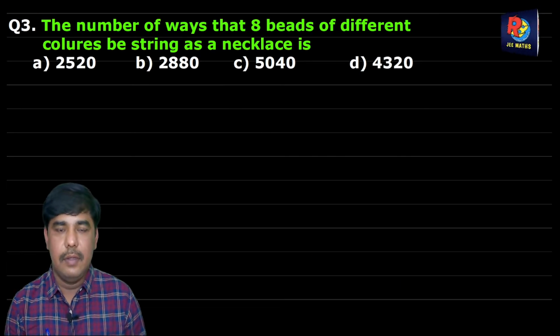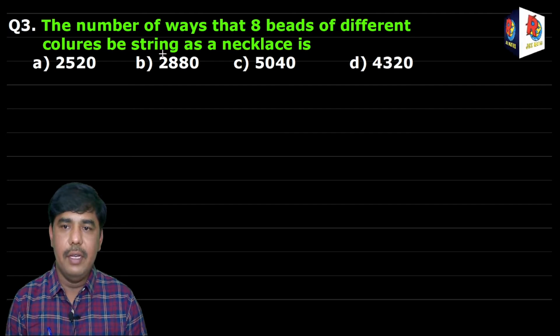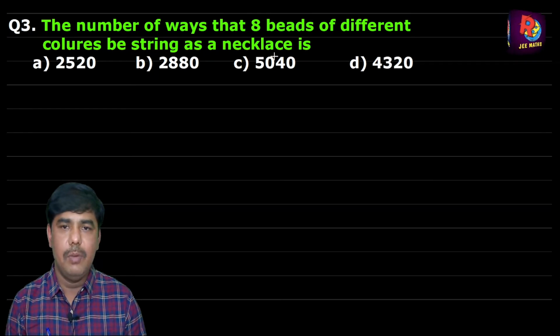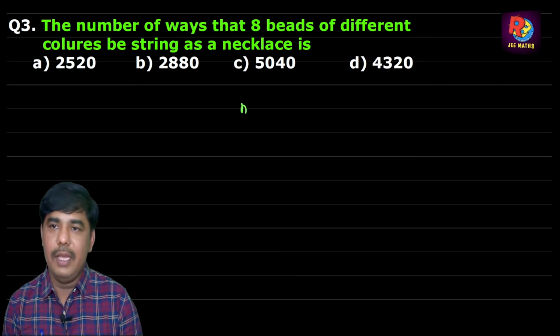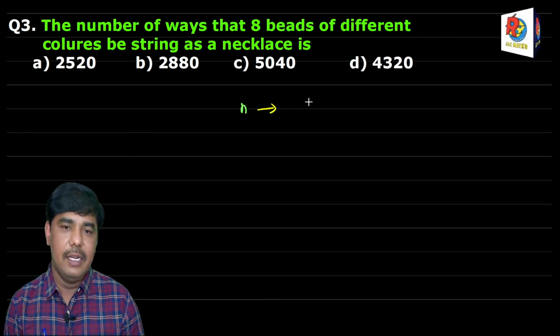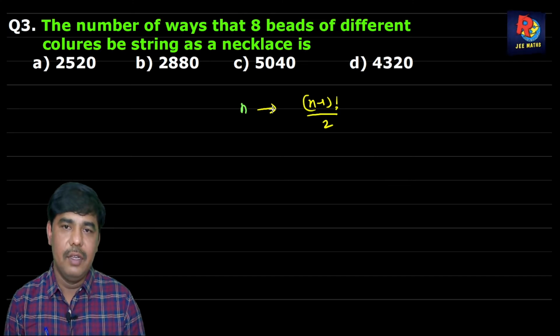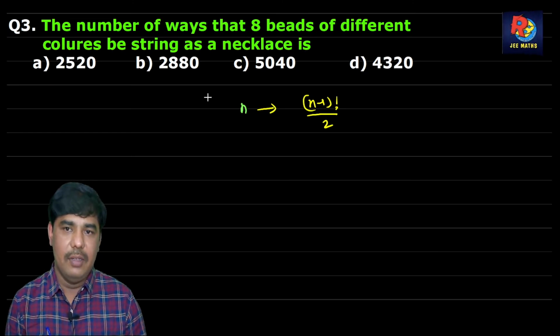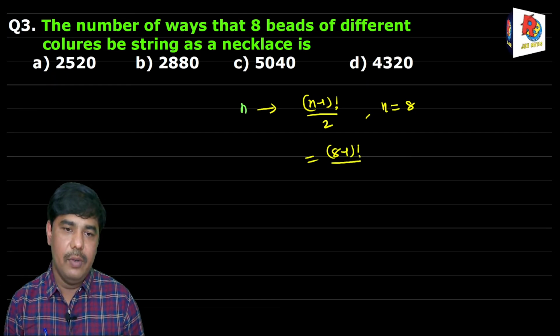Next, the number of ways that 8 beads of different colors can be strung as a necklace. No issue about that one. So here it is a hanging type arrangement. If n beads are arranged, it is n minus 1 factorial by 2. Only either clockwise or anti-clockwise we need to consider as only 1. So hanging type means we need to take only 1. Given that n equals 8, the answer is 8 minus 1 factorial by 2, that is 7 factorial by 2.